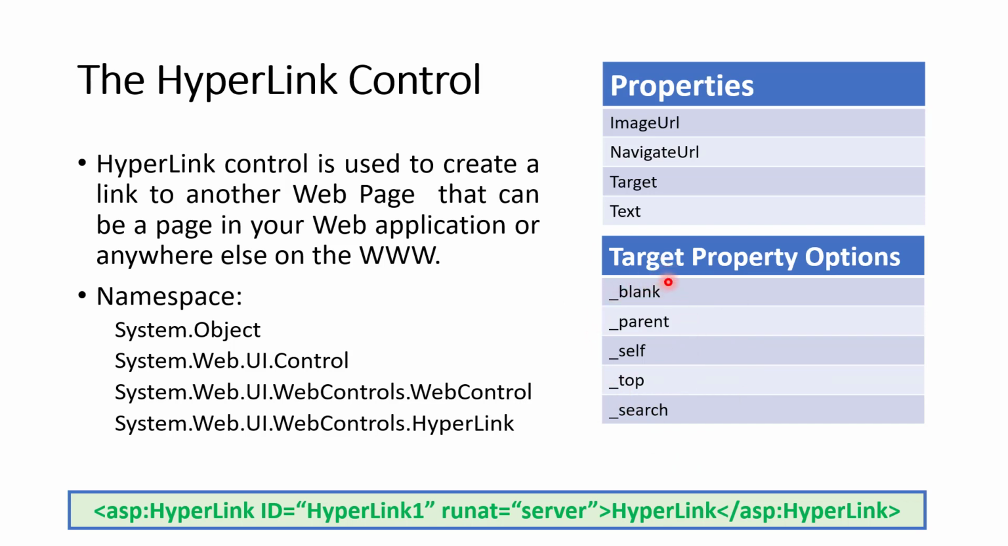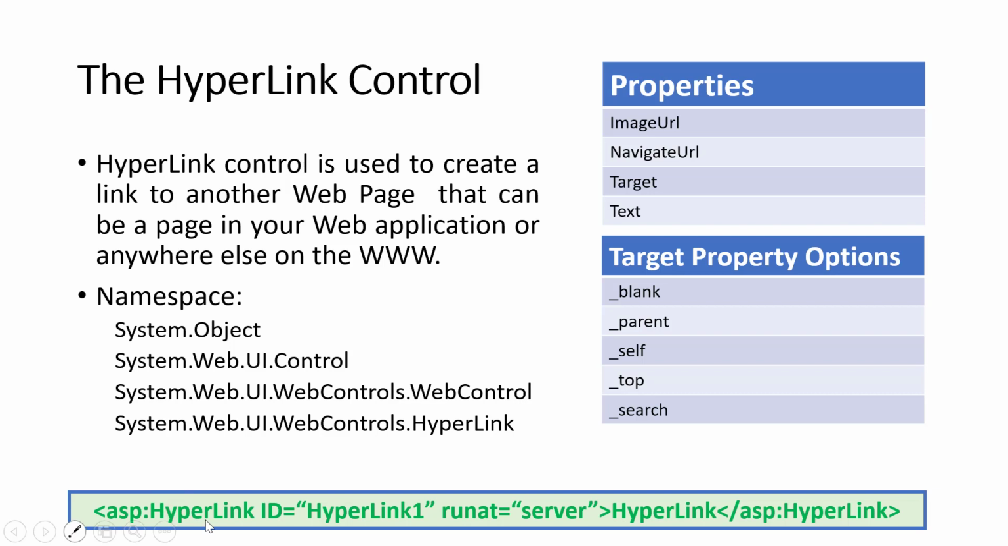First is _blank. It is used to display the hyperlinked content in a window without frame. Next is _parent. It is used to display the hyperlink content in the immediate frameset parent. Next is _self. It is used to display the hyperlinked content in the frame with focus. Next is _top. It is used to display the hyperlink content in the full window without frames. And last one is _search. It is used to display hyperlink content in the search pane.